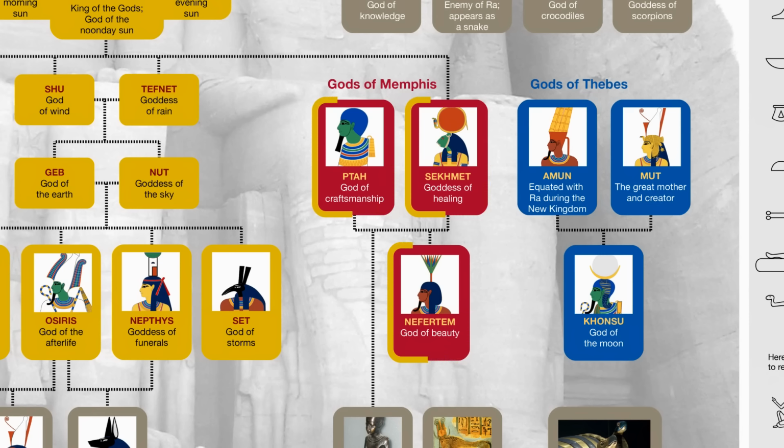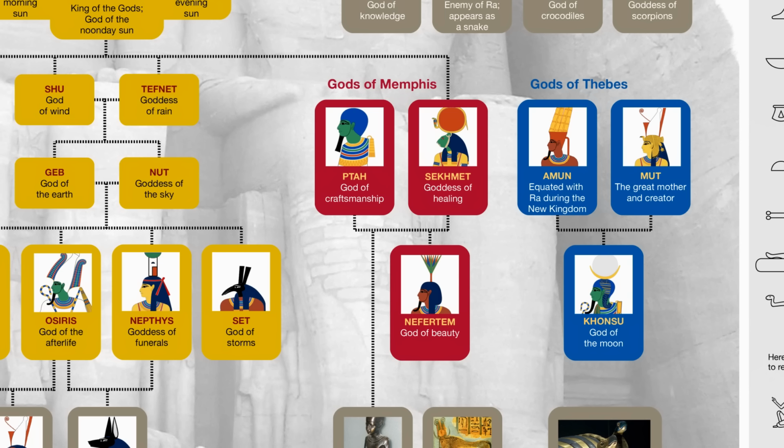I've shown them in red to match with Lower Egypt on the map and with the Old Kingdom on the timeline. In this triad, there was a father, mother, and child. The father was Ptah, the god of craftsmanship. This makes sense because Lower Egypt is the place where all the big pyramids are.